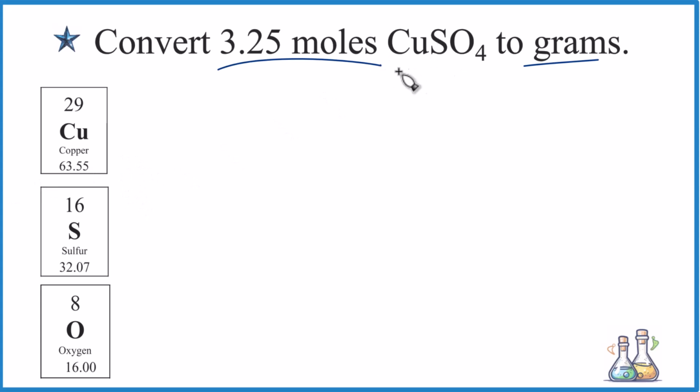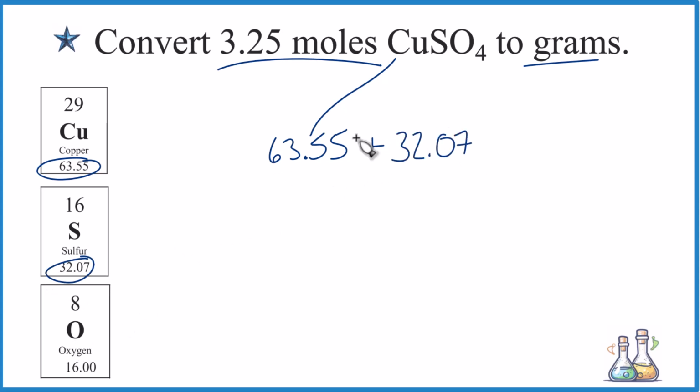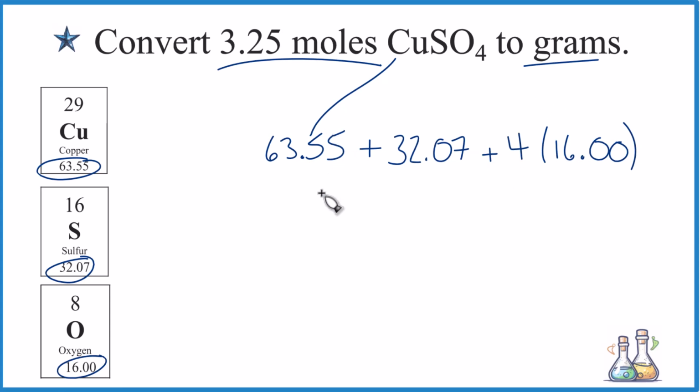So when we find the molar mass for copper, we have 63.55, and that's grams per mole. All of these are going to have the units grams per mole, just like molar mass. I'm not going to write it each time though. Sulfur, 32.07 grams per mole. And then oxygen here, we have 4 of them, so we're going to multiply it times 4, and that's 16 grams per mole. We do the math, and the key thing here is that it is grams per mole.